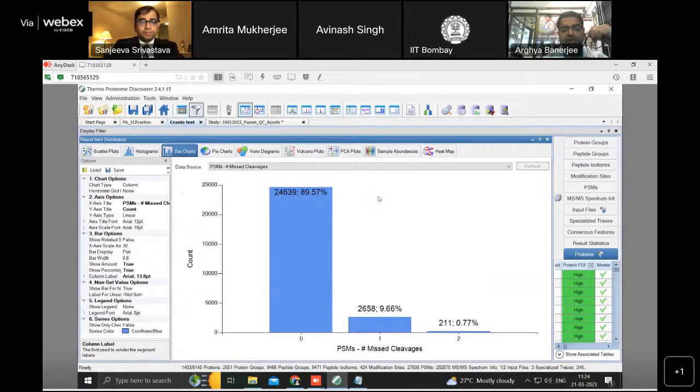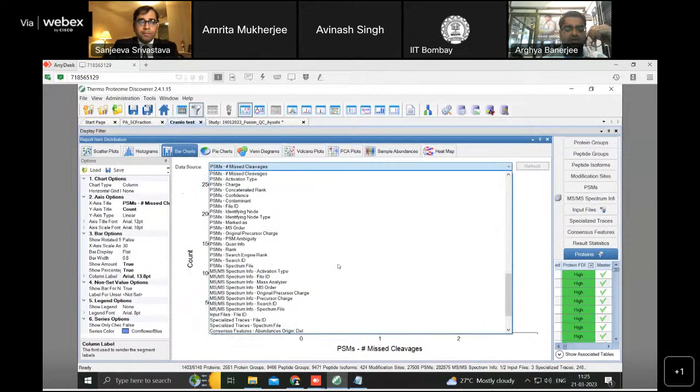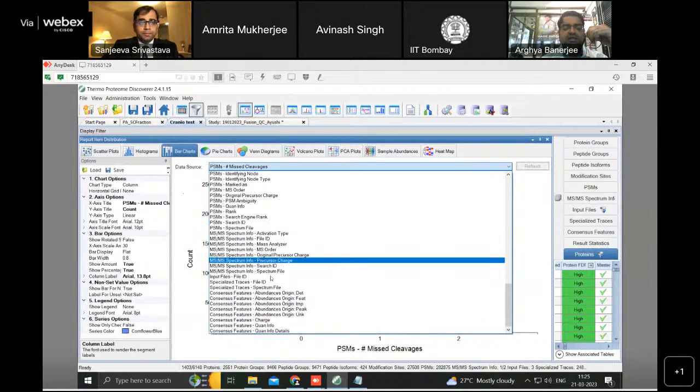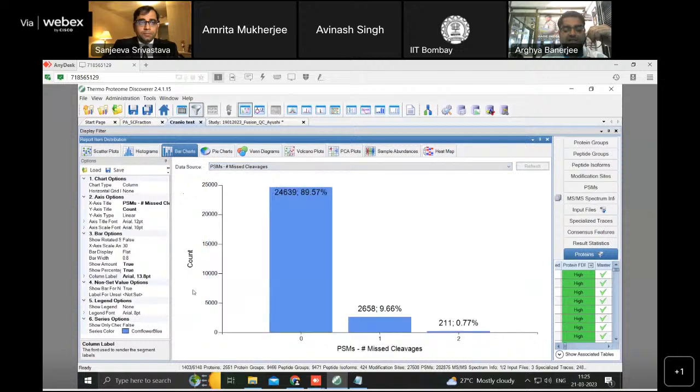One of the important parameters we monitor is the miscleavages. If your zero miscleavages is more than 89.5%, that means your digestion was perfect. Every kind of data can be pulled out, every modification data, whatever kind of data you want to use, it can be pulled out, it can be churned, and after that you can go for the biostatistical analysis for making it more visual or more interactive. So this is one of the methods in which the instrument is being used.